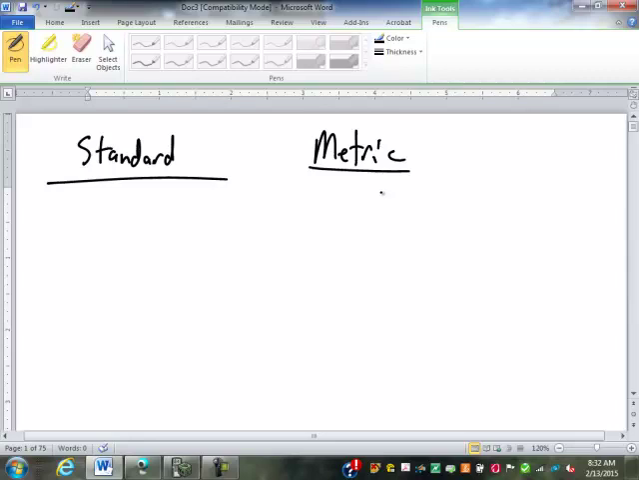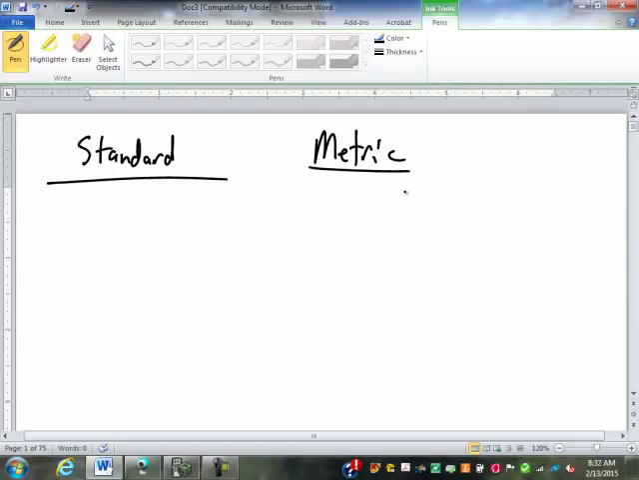The medical field actually pretty much switched over well over 10 years ago. You don't see many dosages done in grams or fluid ounces or anything like that anymore. It's mostly milligrams, micrograms, and so on, milliliters, or whatever. But we are going to review both systems just a little bit.